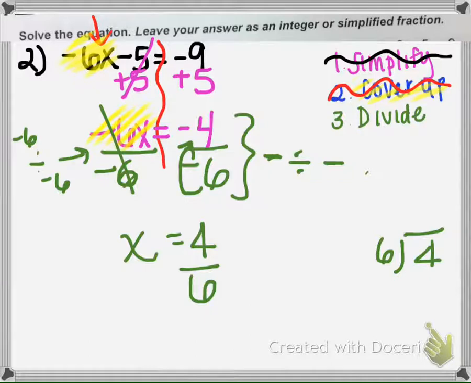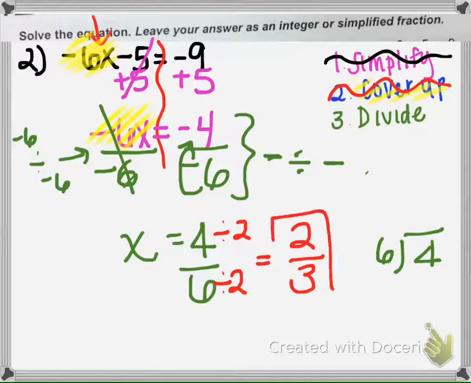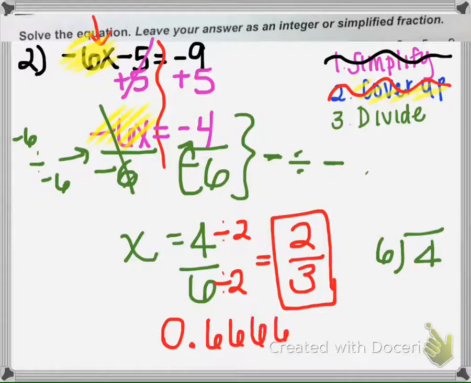But we know that we always simplify fractions. So instead of putting the answer as 4/6, we're going to simplify it by dividing the common factor of 2 out, and we will get 2/3. Now, if you were actually to do 4 divided by 6, your calculator would say 0.6666, etc.